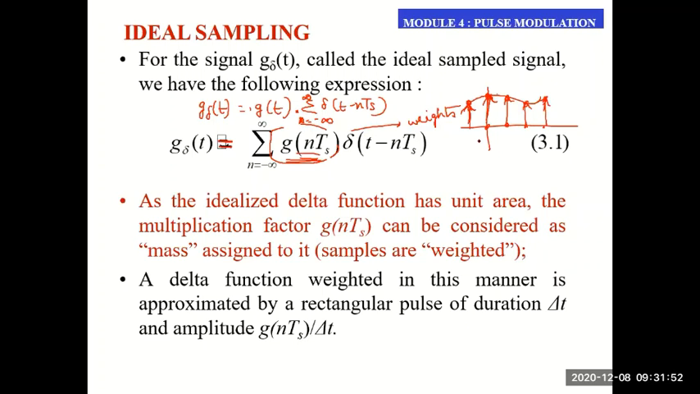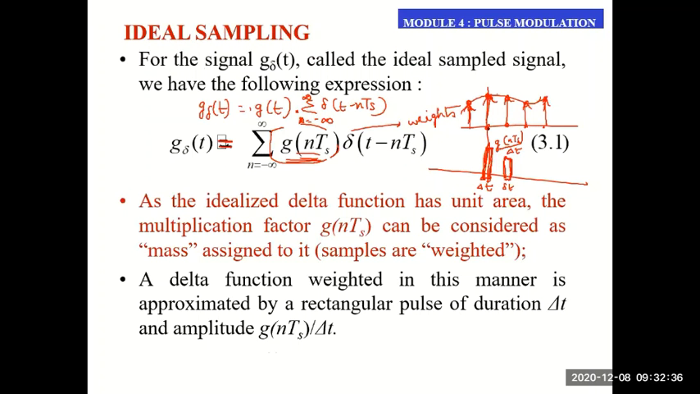See, whenever you have a weighted impulse, remember impulses are difficult to generate. I can represent each impulse with a small pulse, and this pulse will have time duration delta t and amplitude g(nTs) by delta t. Each impulse will always be a pulse of very short duration. That duration delta t which we are taking should be very, very small. This is how we call the weighted impulses.